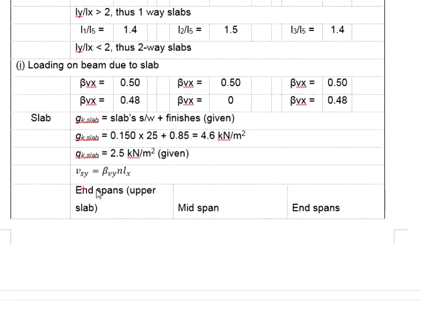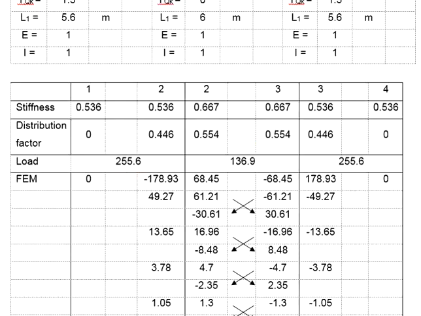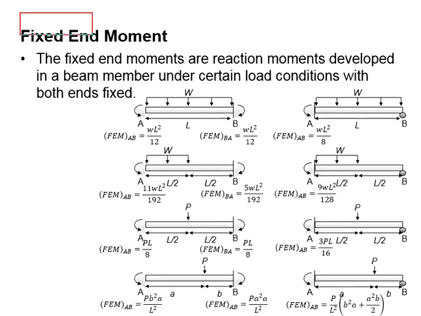When we calculate the UDL using this, instead of assuming the load only concentrates on the middle 3/4 of the span, we will assume the same magnitude throughout the entire span. That's why when we compute the load here, we multiply the UDL with the entire span of 5.6 meters, 6 meters, and 5.6 meters.